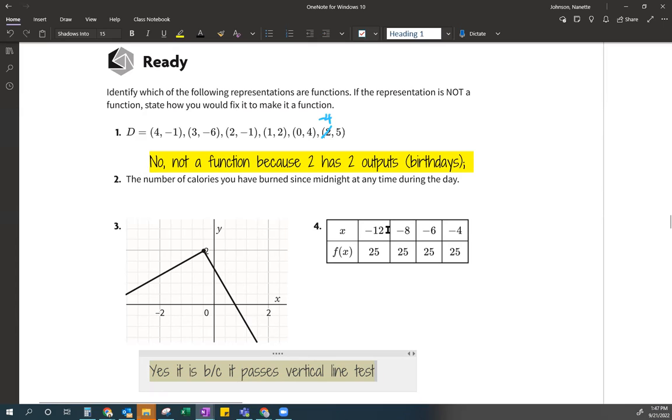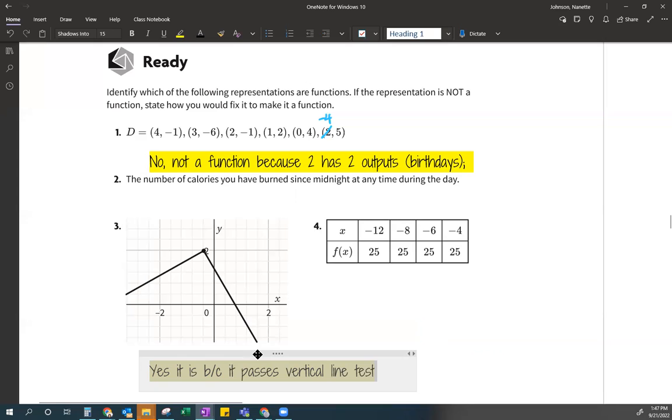Actually, let's check. So these are different people, right? -12, that's his name. Don't make fun of him, right? -12 has a birthday on the 25th. -8 has a birthday on the 25th. -6 has a birthday on the 25th. And -4 has a birthday on the 25th. That's weird that they all have the same birthday, right? But could that happen? Could me, you, and you all have the same birthday? Well, not me and you, because you are my students. Can you all have the same birthday? And the answer is yes.